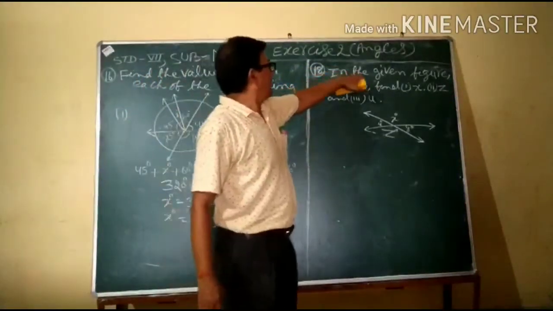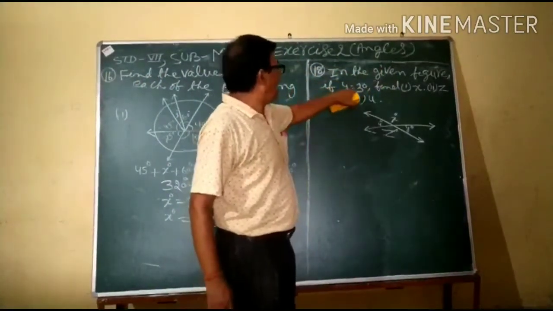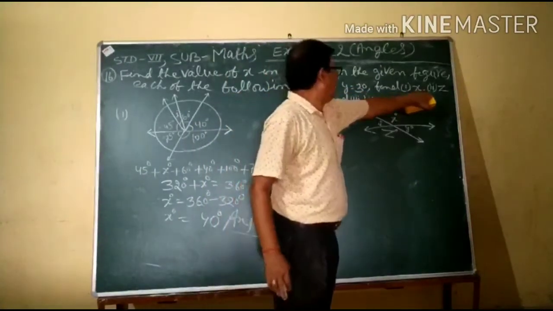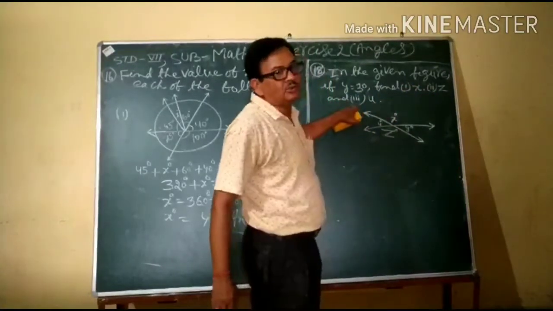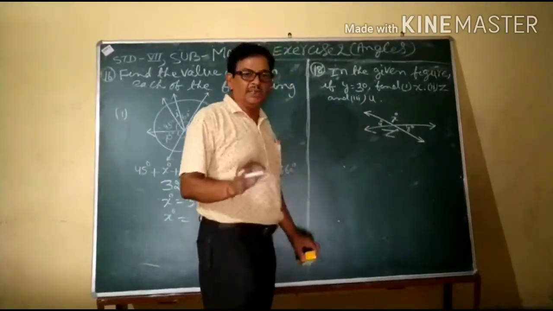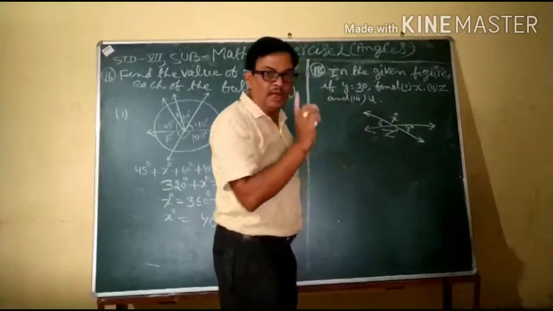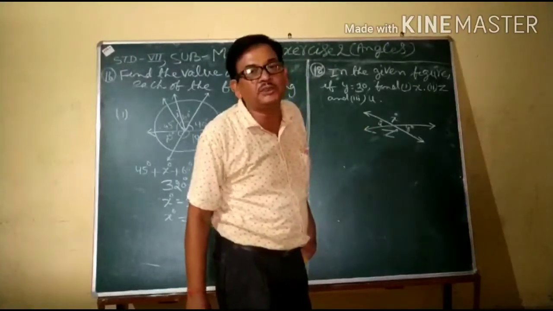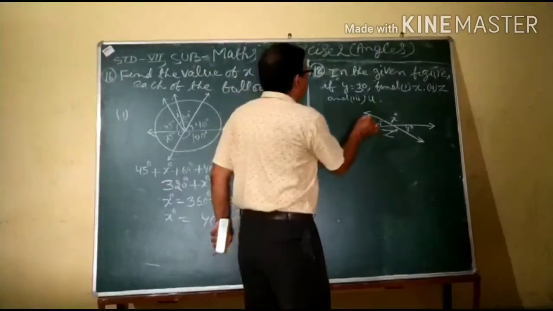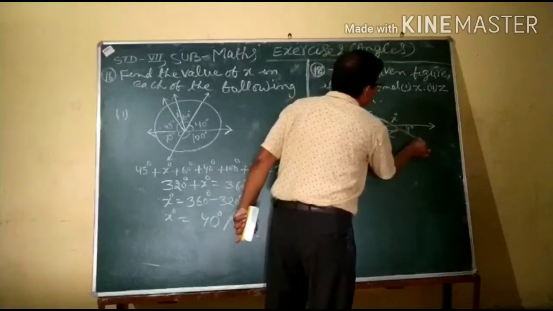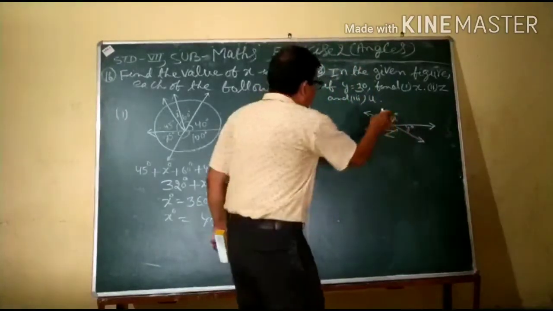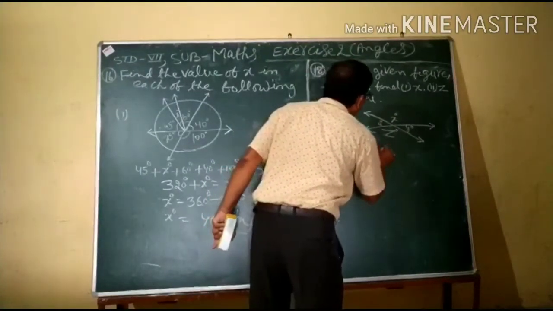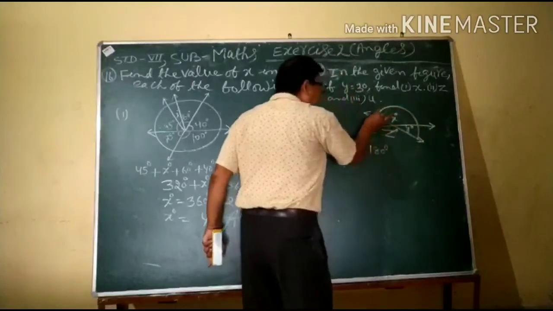Understood now? Now question number 18. See this one. In the given figure, if y is equal to 30 degree, find first x, second z, and third u. My dear student, when two non-parallel lines meet at a point, then vertically opposite angles are equal. See this one. This one is your straight line. So x degree plus y is equal to what? 180 degree. This is called linear pair.